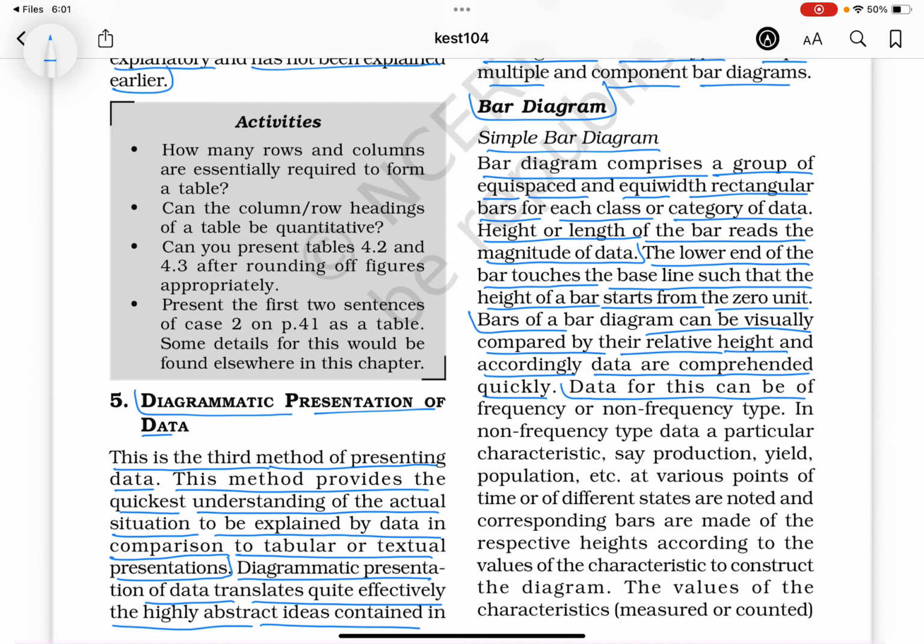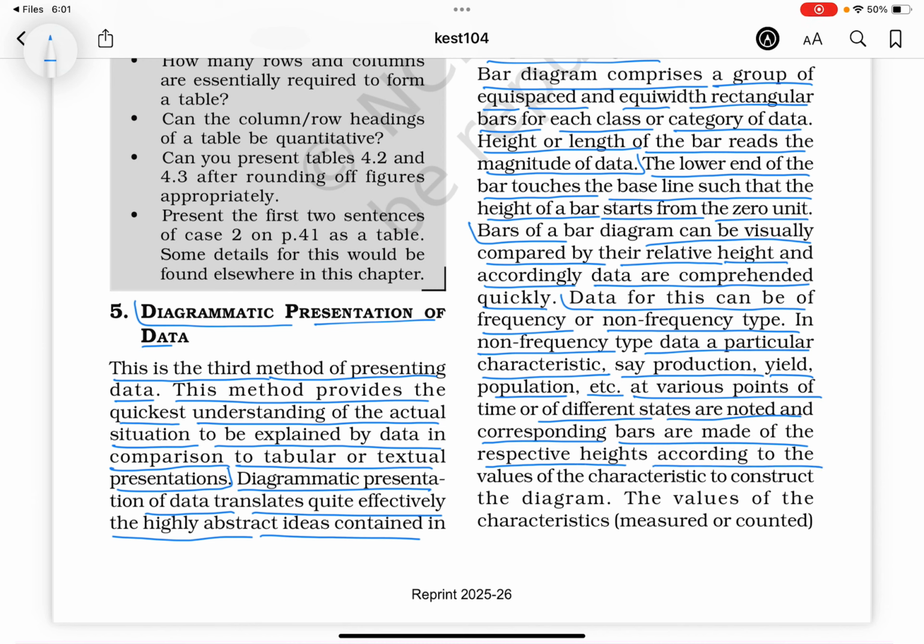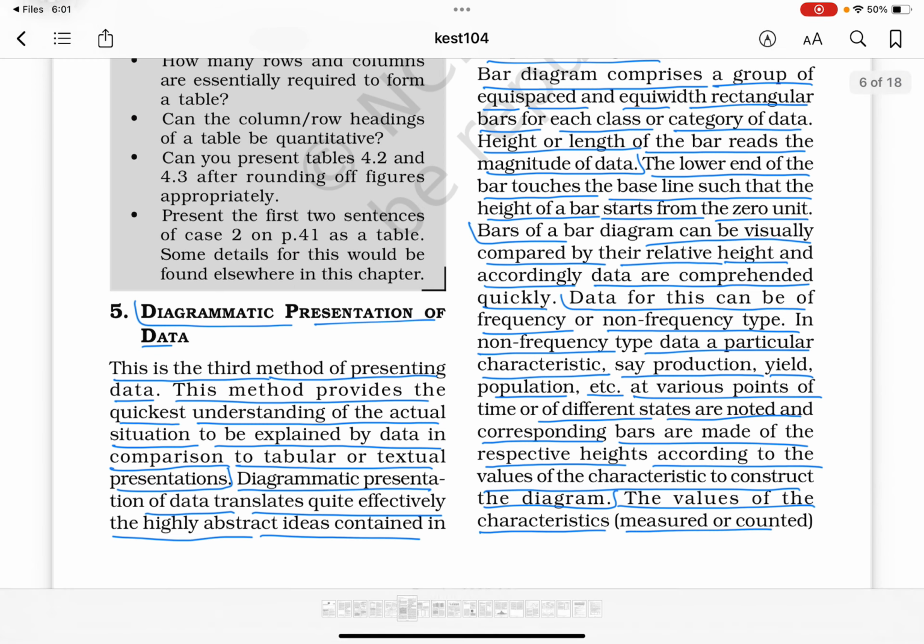Data for this can be frequency or non-frequency type. In non-frequency type, data are particular characteristics, say production, yield, population, etc. at various points of time or of different states, which are noted, and corresponding bars are made of the respective heights according to the values of the characteristic to construct the diagram. The values of the characteristics are measured or counted.